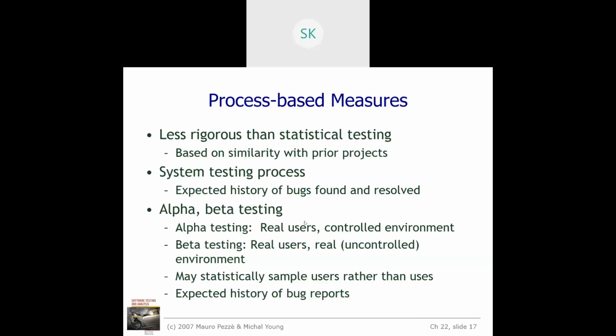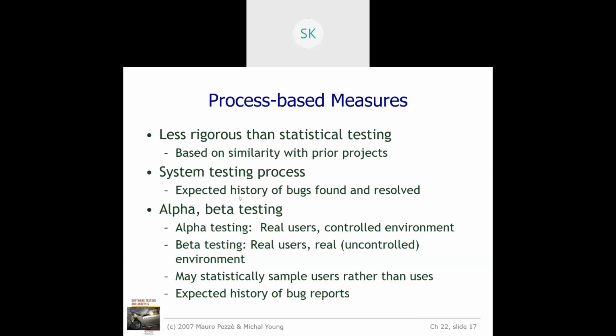Whereas alpha testing is real users but a controlled environment. We'll come to know what drawbacks we are having. Based on that, we'll try to recover all those things that were not covered in our previous design. We'll make those changes and then leave it to the market. This is what happens with respect to your process-based one.